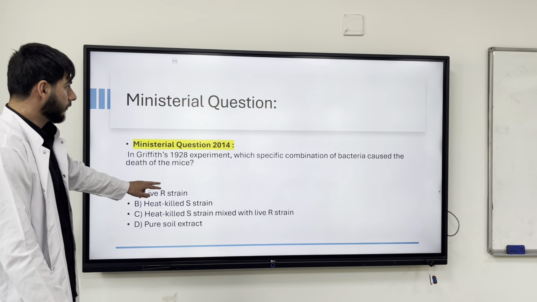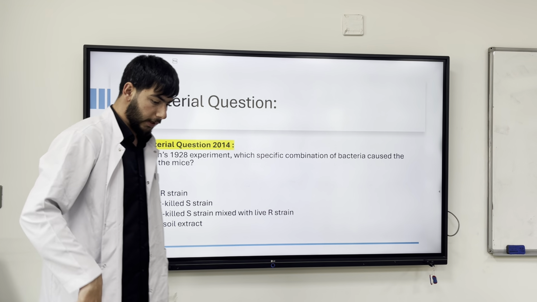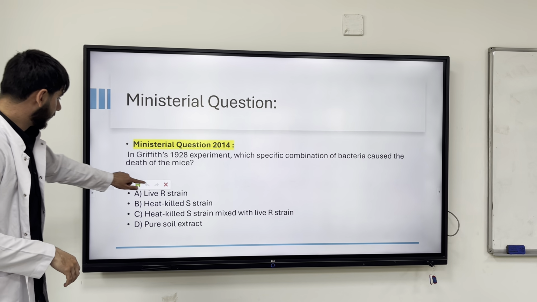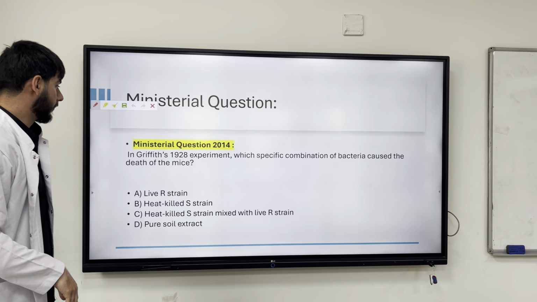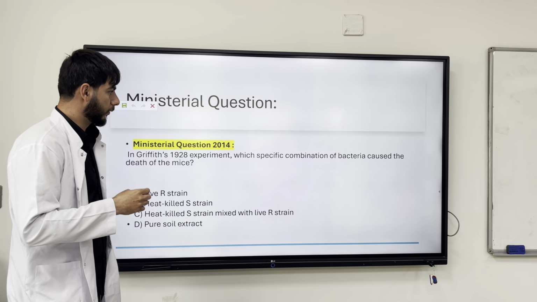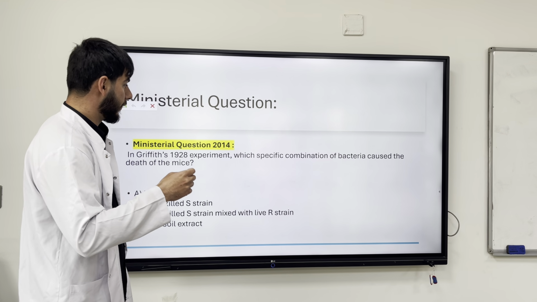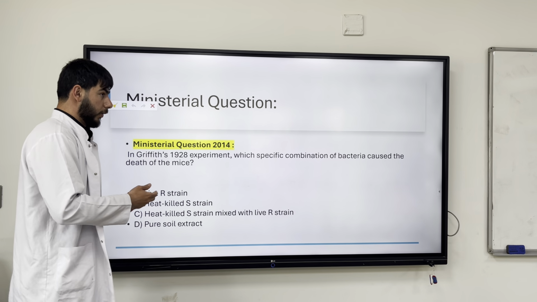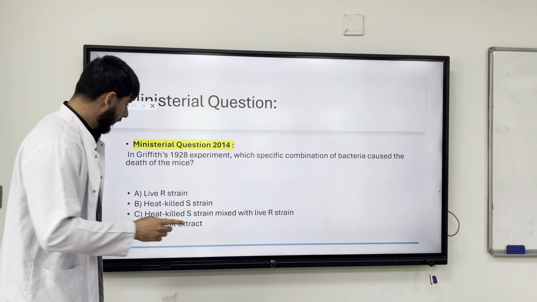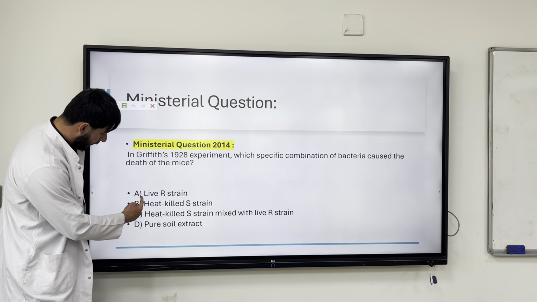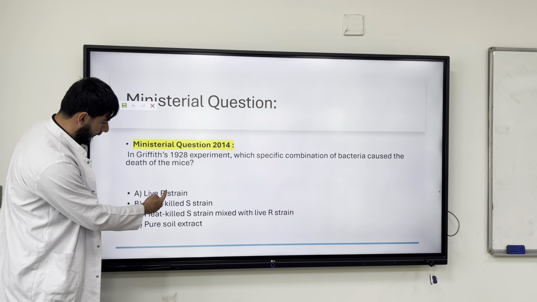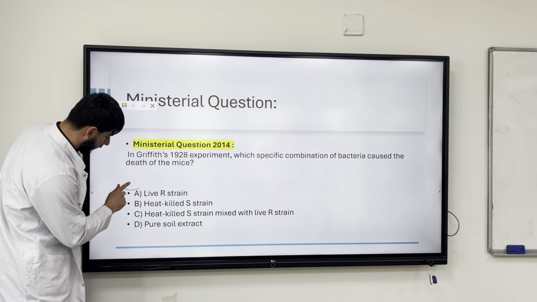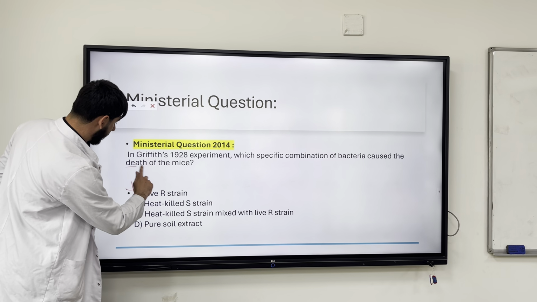I prepared some ministry questions for you, so let us do them. In Griffith's experiment, what specific combination of the bacteria caused the death of the mice? First, in A, the living strain has no virulence. If you inject it into the mouse, it didn't kill the mouse. This is wrong, because you want the mouse to die.